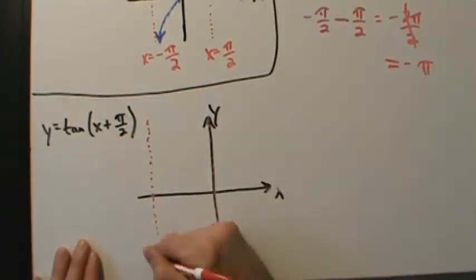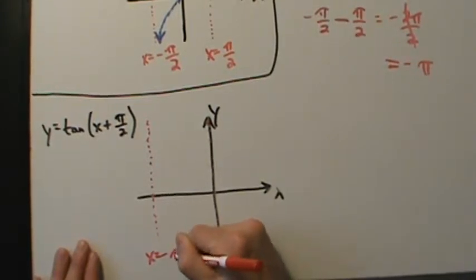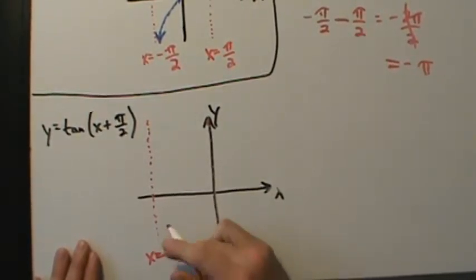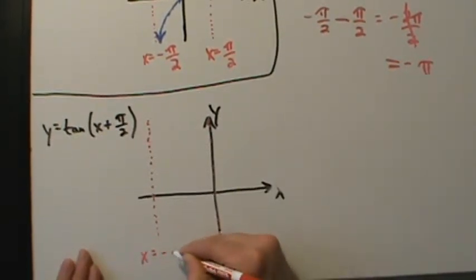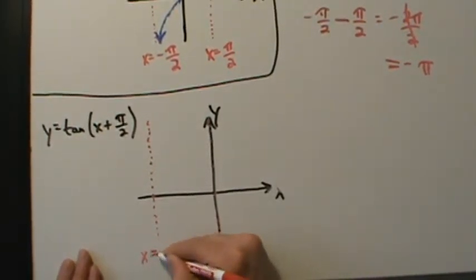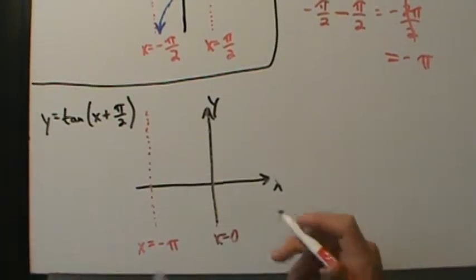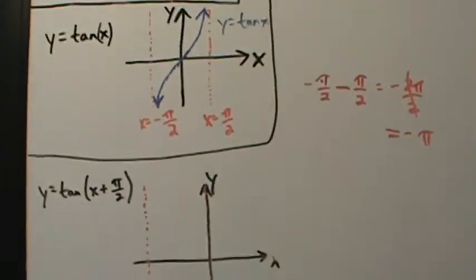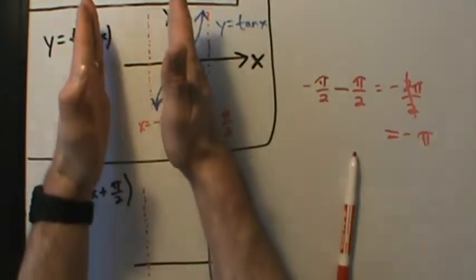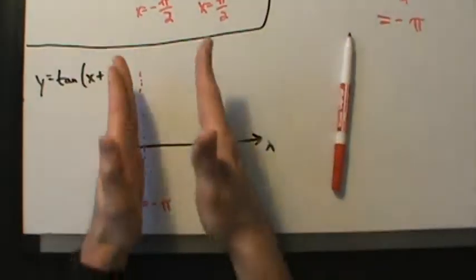Okay, so this is x equals negative pi. Okay, so that's our other vertical asymptote there. Let's maybe fix that label. X equals negative pi. It's a tiny bit better. Okay, so x equals 0 and x equals negative pi, those are our two vertical asymptotes. So take these vertical asymptotes, shift them to the left pi over 2 units. You get these vertical asymptotes.